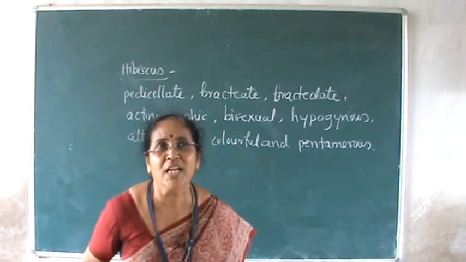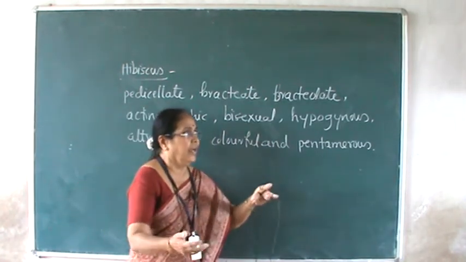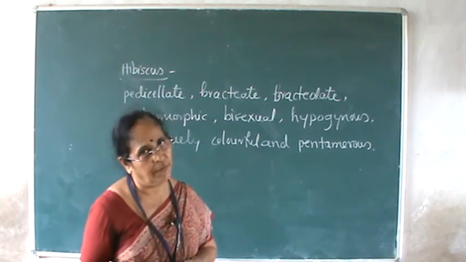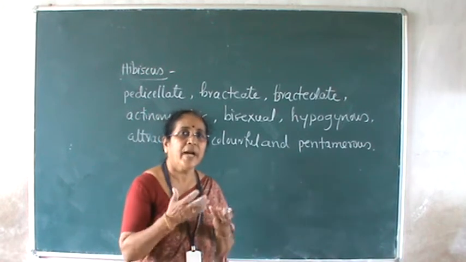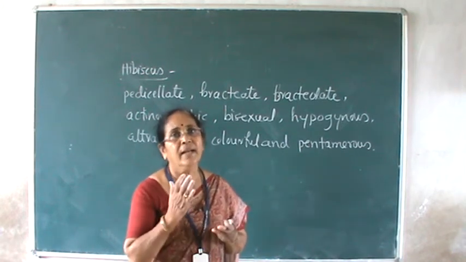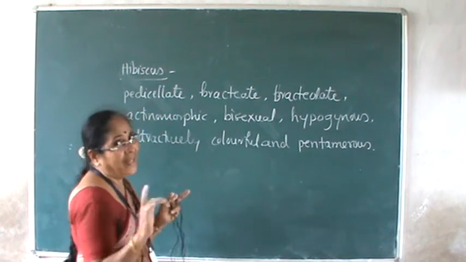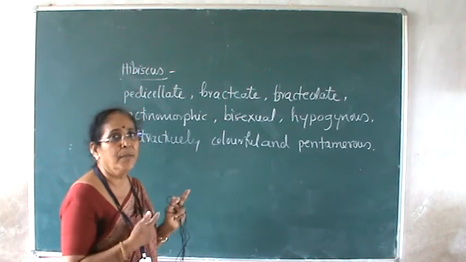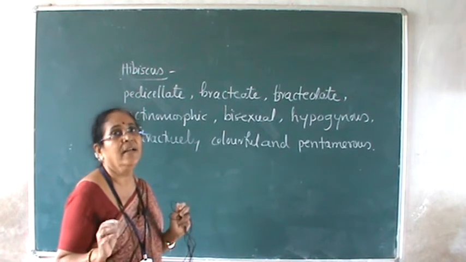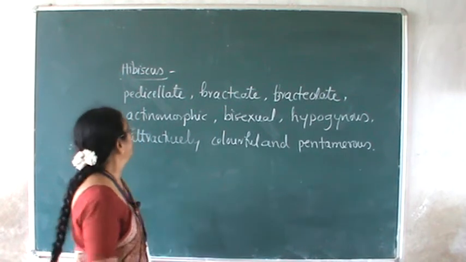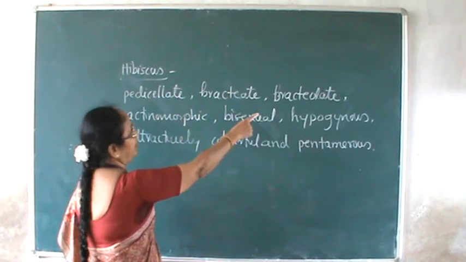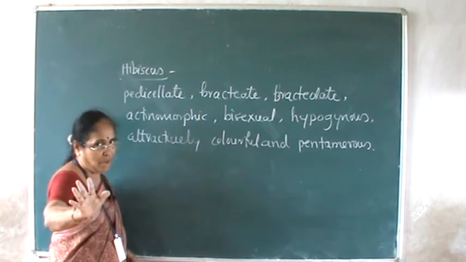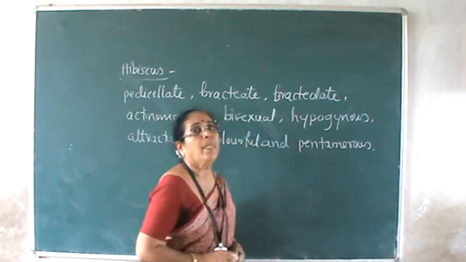If you describe the hibiscus flower or any flower you get at your home, around the campus, or on the roadside, collect the flower, observe all the parts, try to understand the meaning of the words, and explain the flower. Nobody can understand except the students who are studying botany. They can understand the meaning of these terminologies. This is stenography, just stenography. Pedicellate, bracteate, bracteolate, actinomorphic, bisexual, hypogynous, attractively colorful, everybody can make out, and pentamerous in nature.